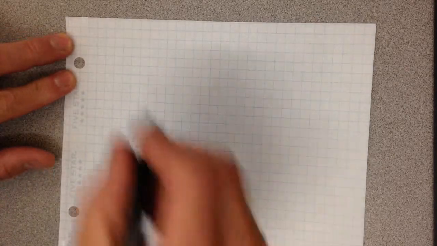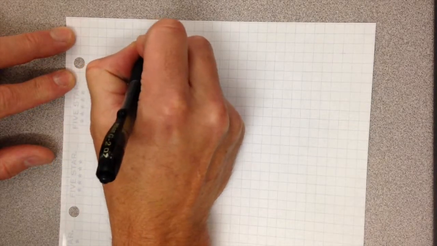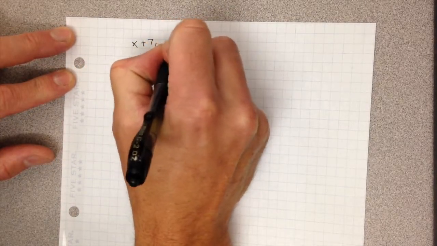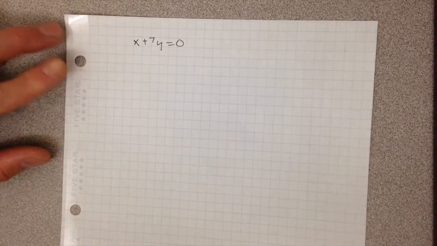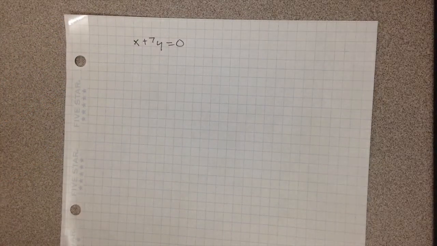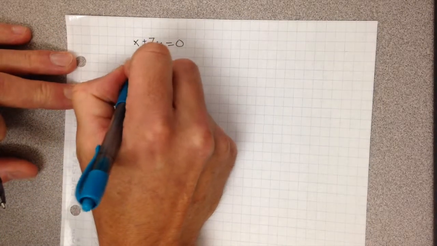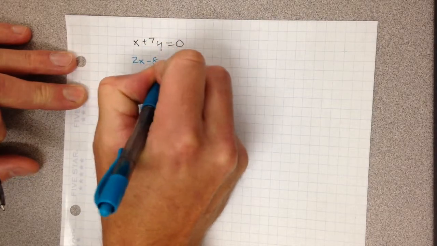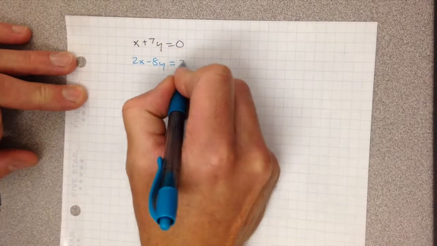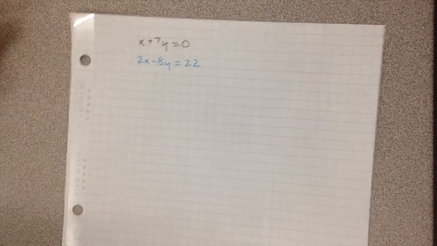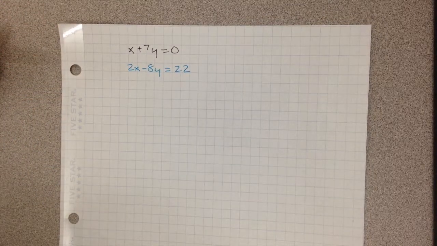How about we start with x plus 7y equals 0, and then 2x minus 8y equals 22. System of equations. Let us solve our system.